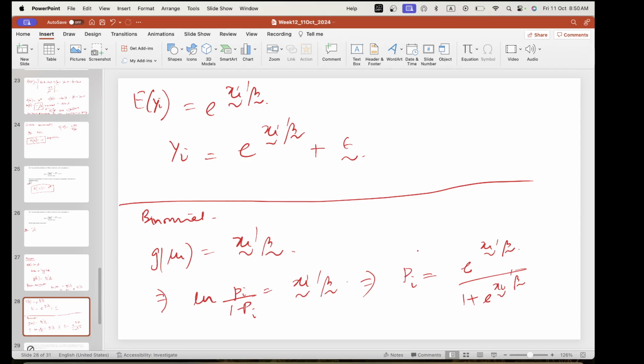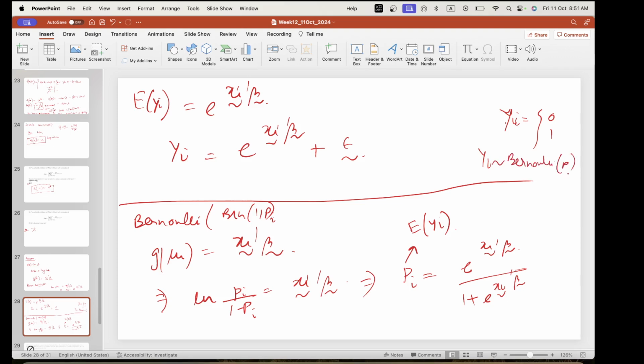Okay, and pi, if I consider not exactly binomial but Bernoulli, which is binomial 1 p, then pi is actually the expectation of yi. So if we have yi variables as binary variables 0 or 1, then yi would follow Bernoulli p, and then the expectation of yi will be pi.